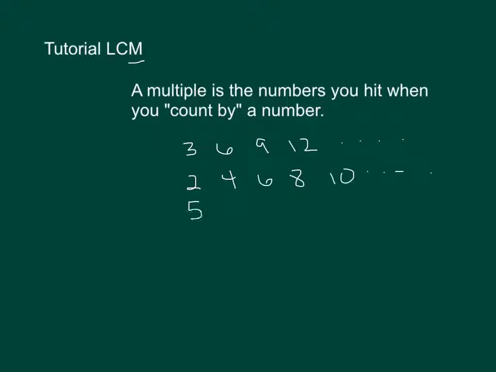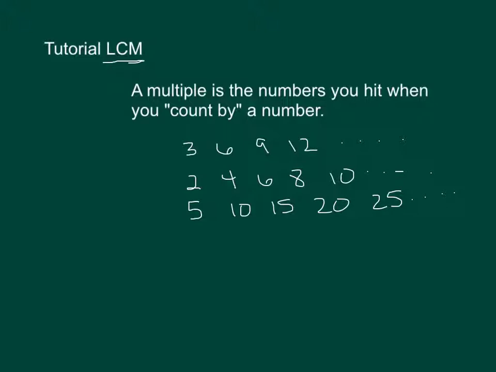Multiples of 5 would be 5, 10, 15, 20, 25. Those are all multiples of 5, and on and on. So when you count by a number, you are saying all of its multiples. Lowest common multiple is if you're comparing two numbers and you count by each of those numbers, what's the lowest number that they're going to share?